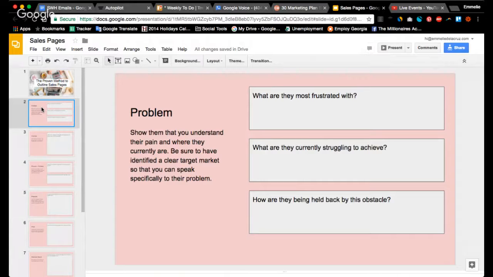This product or service is going to solve that for you. See what I did there? You answer every single question like you're talking to the person in your target market. You want to talk to them using second person, so using you, so that they can feel like you are talking directly to them. Okay? So the first step is to outline the problem for your specific target market.